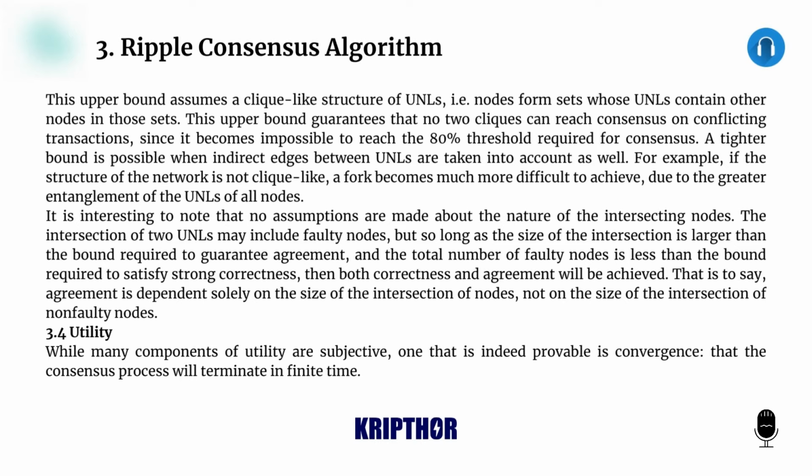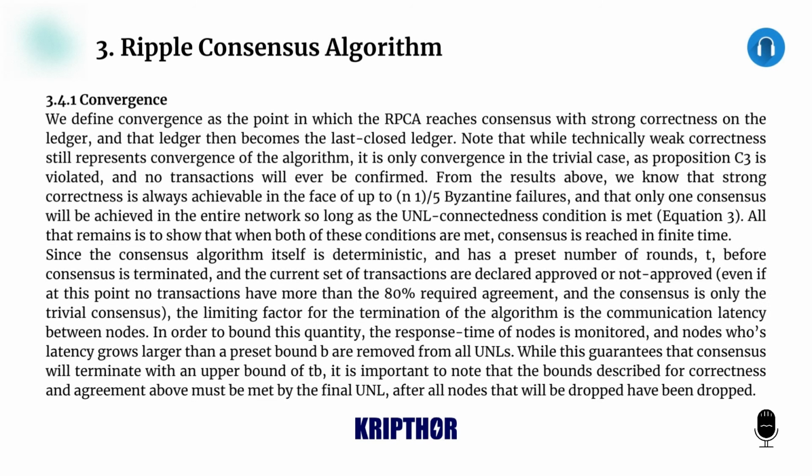3.4 Utility. While many components of utility are subjective, one that is indeed provable is convergence, that the consensus process will terminate in finite time. 3.4.1 Convergence. We define convergence as the point in which the RPCA reaches consensus with strong correctness on the ledger, and that ledger then becomes the last closed ledger. Note that while technically weak correctness still represents convergence of the algorithm, it is only convergence in the trivial case, as proposition C3 is violated, and no transactions will ever be confirmed.